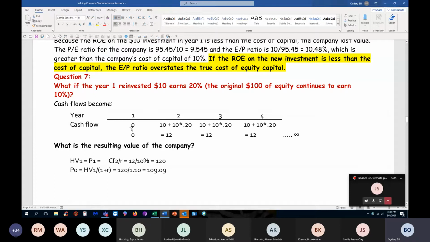So no cash flow to the shareholders in year one, but that $10 has been reinvested, and it now earns 20% for the life of the company. So the cash flow to the investor becomes 12, 12, 12, 12 instead of 10, 10, 10, 10. If we value the company, we set our horizon value one as $12 divided by 10%, or 120. And we discount that horizon value back 1 year as we did previously, and we get a value of 109.09.